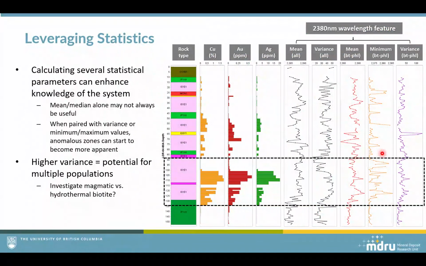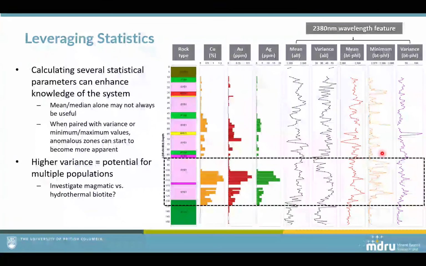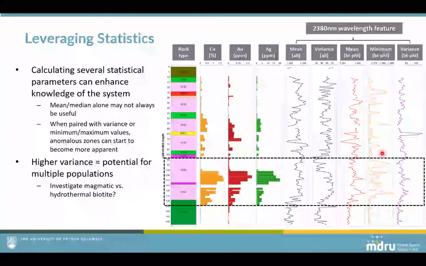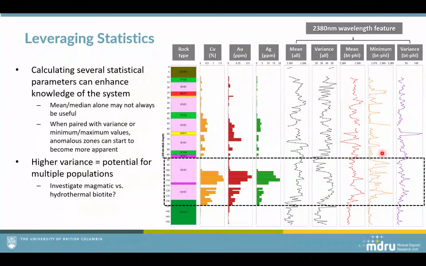Taking this another step further, with leveraging statistics, we can enhance the knowledge of our system by not only using just the mean or the median, but also applying things like minimum, maximum, variance, mode, count, etc. So when we pair all this, we're able to look at the differences between these statistical parameters and actually get more value out of our data sets.